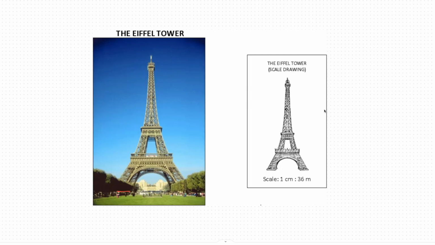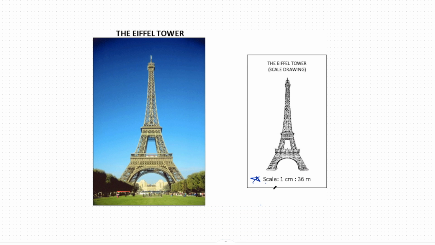Over here on the right, we have a scale drawing of the Eiffel Tower. And over here on the left, we have a picture of the real thing in real life. Now, a couple important things. First of all, the scale. Over here on the scale drawing, it says scale. Put a little star right there. What does this mean? 1 centimeter to 36 meters.